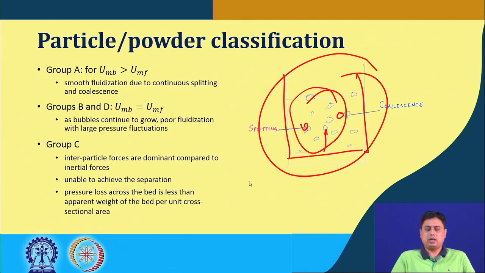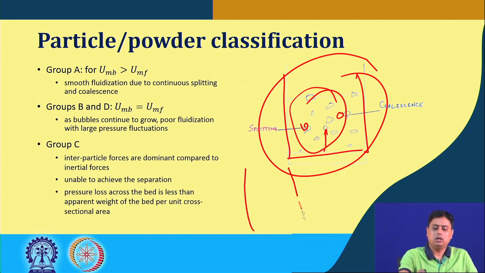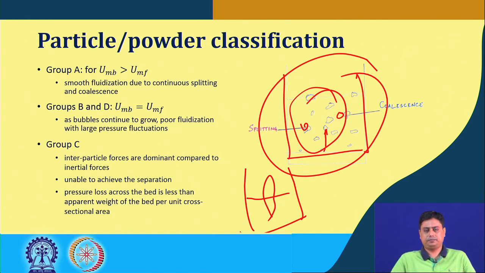The bubbling regime starts. Now, as the bubble continues to grow, this poor fluidization occurs with large pressure fluctuations, because the bubble grows and grows and ultimately may burst at the surface. So that is why during the discussion of group 1 particles, I mentioned the maximum size of the bubble in a stable condition that you can achieve there.